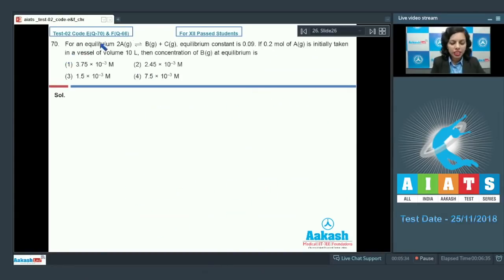Question number 70. For an equilibrium where 2A in the gaseous state is getting changed into B and C, the equilibrium constant is 0.09. If 0.2 mole of A is initially taken in a vessel of volume 10 liter, then the concentration of B at equilibrium is. So this is an example of homogeneous equilibrium where 2A in the gaseous state is getting changed into B in the gaseous state plus C in the gaseous state.